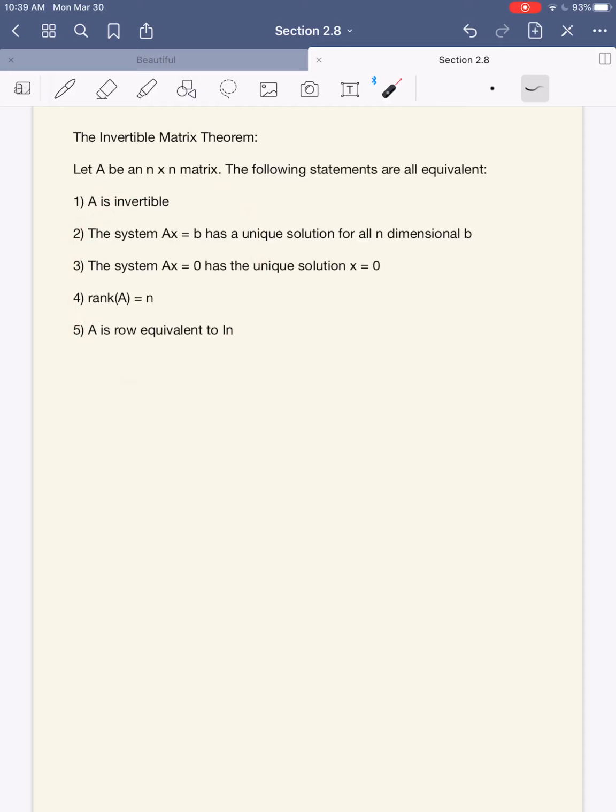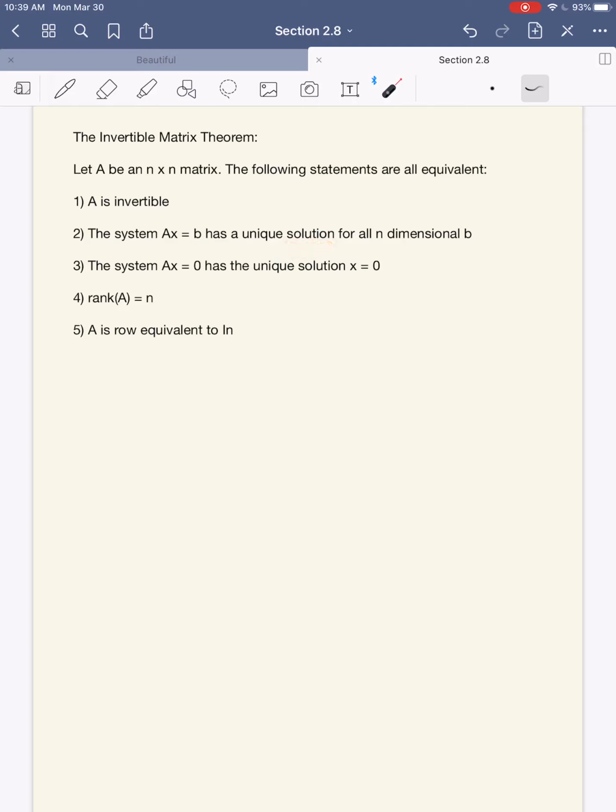A proof of this is not really necessary. Your book sketches out where all the relevant proofs come from. But if you think about it, all of this is stuff we've already shown. So I'm just going to run through it verbally. To show that 1 goes to 2, remember, if A is invertible, then you could solve this by doing X equals A inverse B. And that will be a solution.